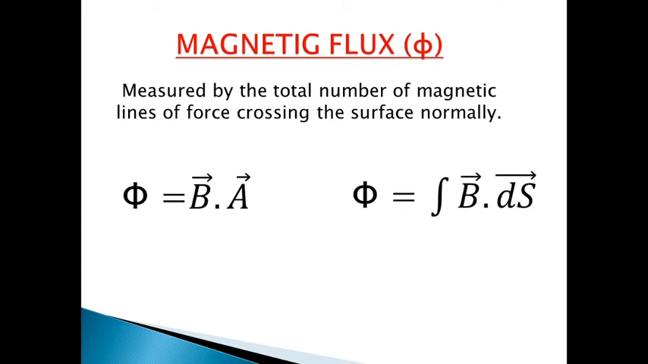If you have a very big area which is a curved surface, then we take a small section of area and take its dot product with the magnetic field at that place, and then we integrate it over the entire surface, and then we get the magnetic flux for that particular curved surface. Now, the SI unit for magnetic field is Tesla, and for area it is meter square. So the unit of flux will be Tesla meter square, which is also known as Weber.